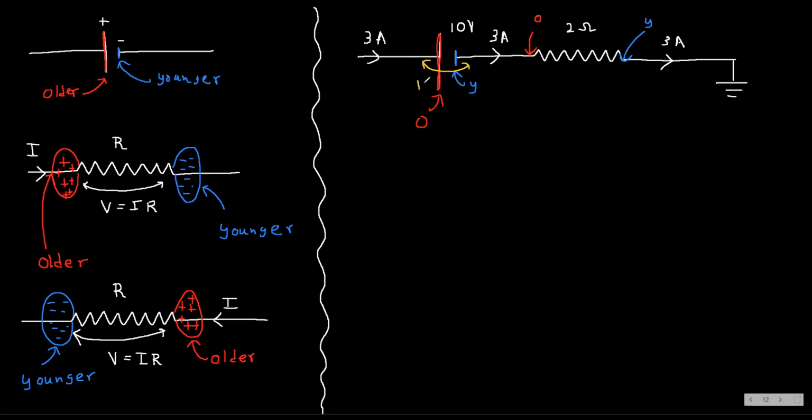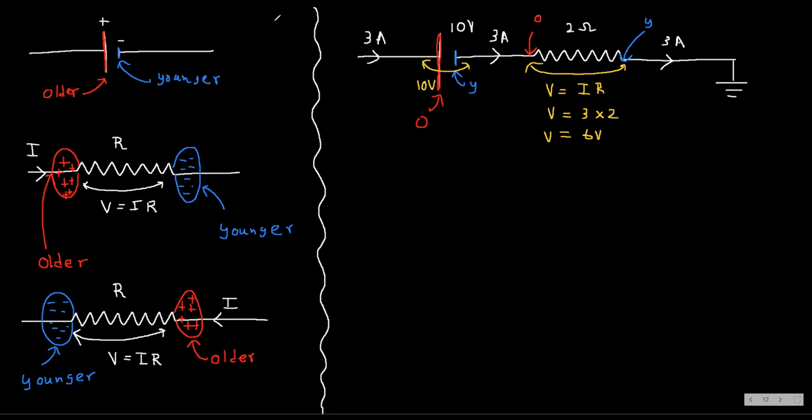10. Now, can someone tell me what is the age difference between this younger one and older one? There is 3 ampere passing through a 2 ohm, so I'm going to apply V equals IR. If I apply V equals IR, I is 3 amps and R is 2. Then 3 times 2 is 6 volts. Is it clear or not? Clear, sir.